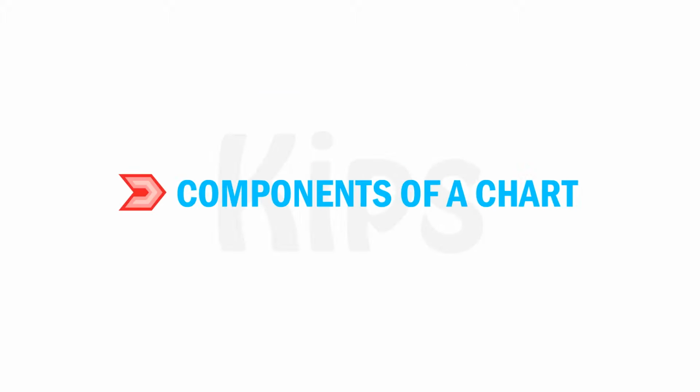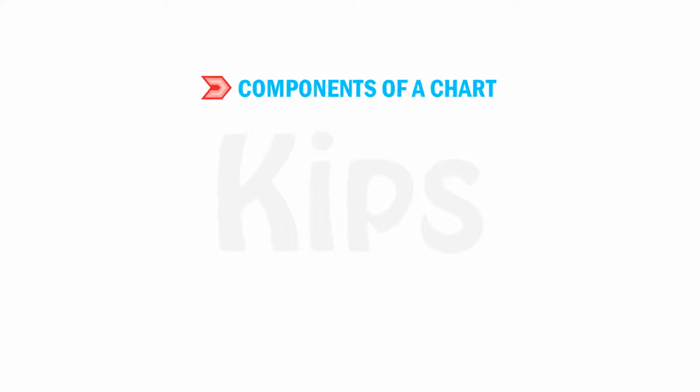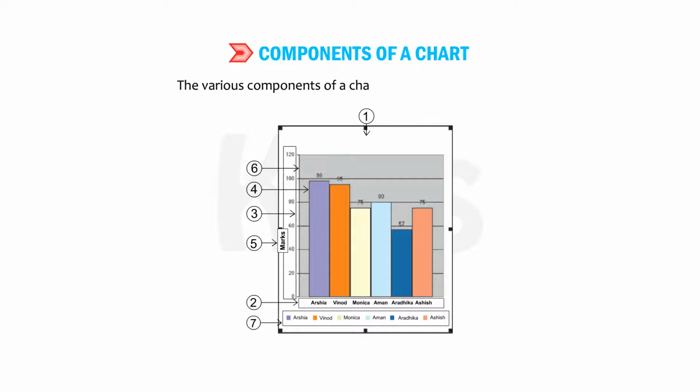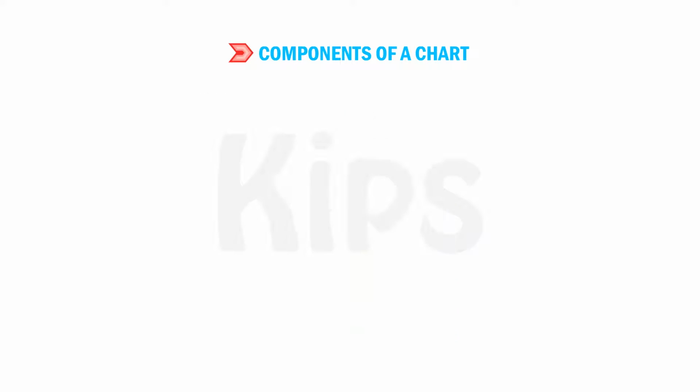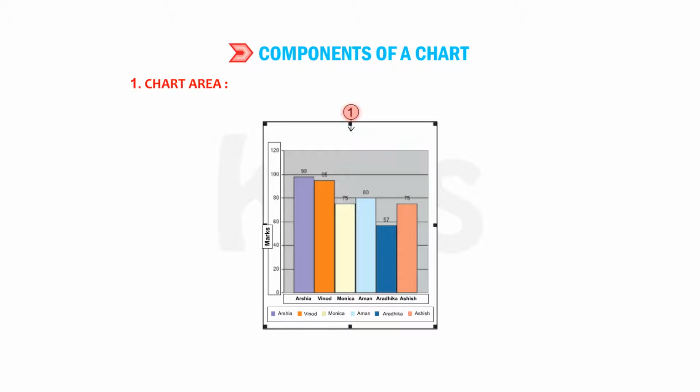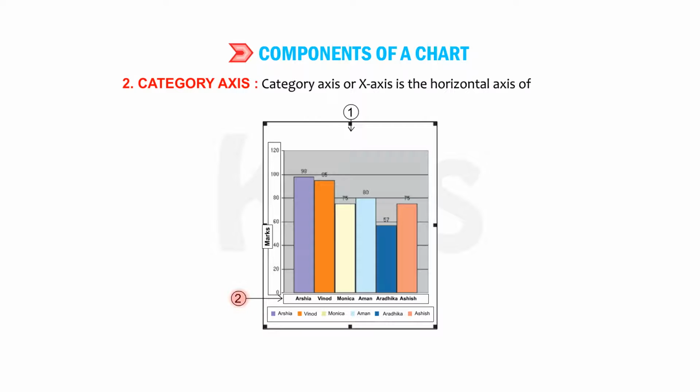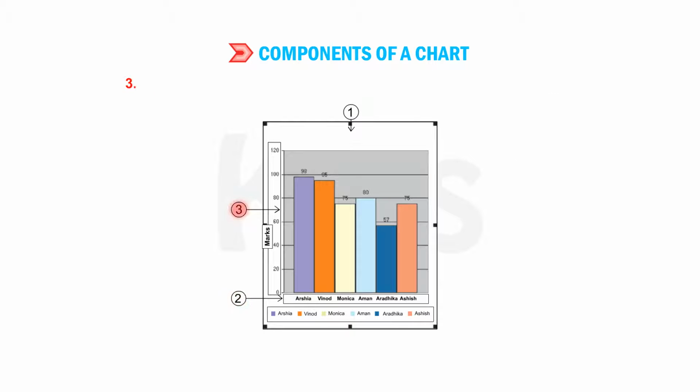Let us first understand about components of a chart. The various components of a chart are shown in the figure. Number 1. Chart area. The chart area includes all objects and elements in a chart. Number 2. Category axis. Category axis or x-axis is the horizontal axis of a chart. Number 3. Value axis. Value axis or y-axis is the vertical axis used to plot the values.